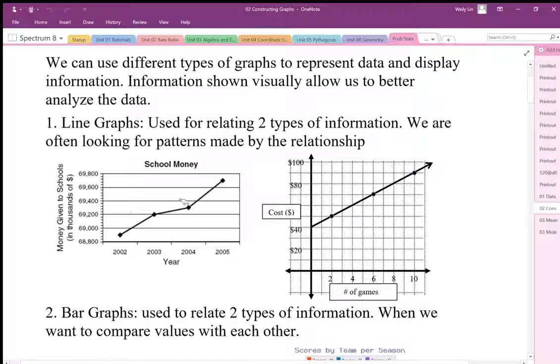We can see there's an upward trend here for the amount of money given to schools. Here there's a cost per game. And we can get rates as well if we have nice linear relationships.